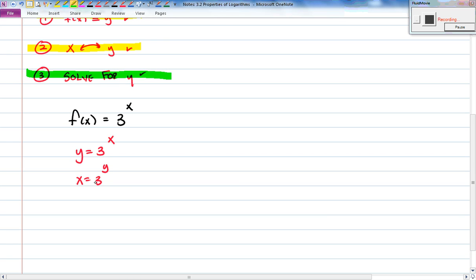Now, here's the deal. Check it out. X equals 3 to the y. There's only 2 variables on the paper. We should be able to solve for y. So what do you get when you solve this for y? It's up in the heavens.